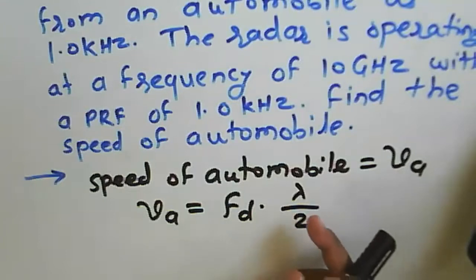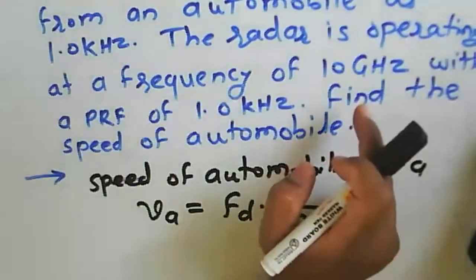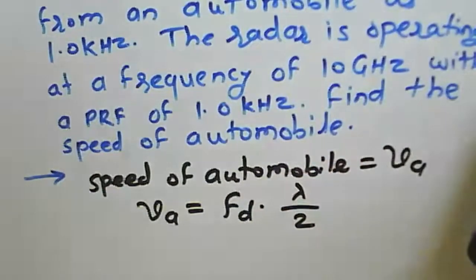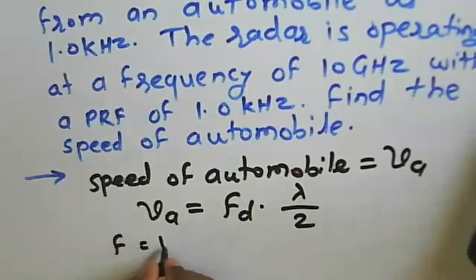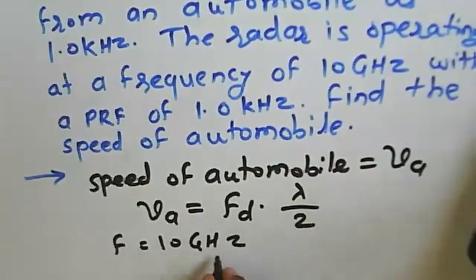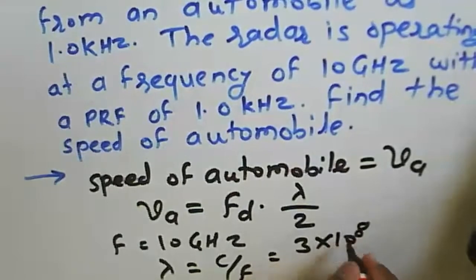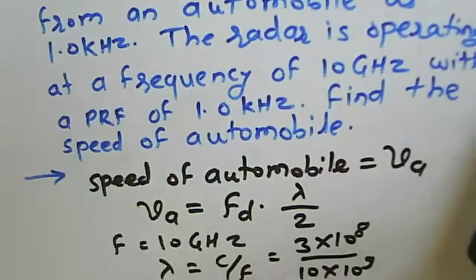The radar operating frequency given is 10 gigahertz. From this 10 gigahertz, we need to find the wavelength. So f is given as 10 gigahertz, and from this f we need to find lambda. Lambda is equal to c by f. C is 3 into 10 to the power 8, divided by f, that is 10 to the power 9. If you solve it, we get lambda as 0.03.